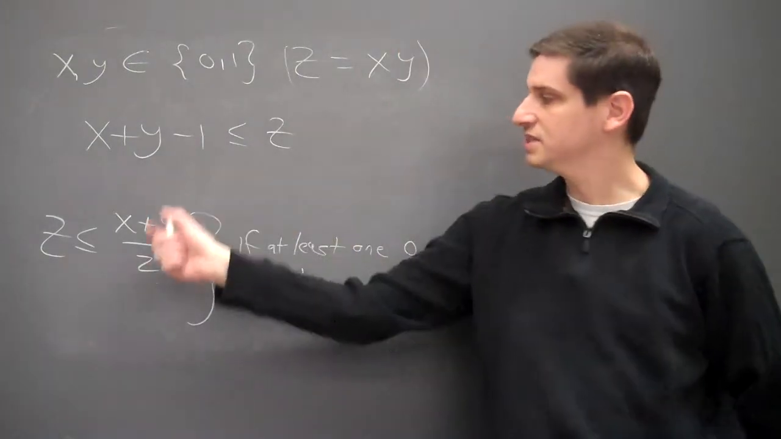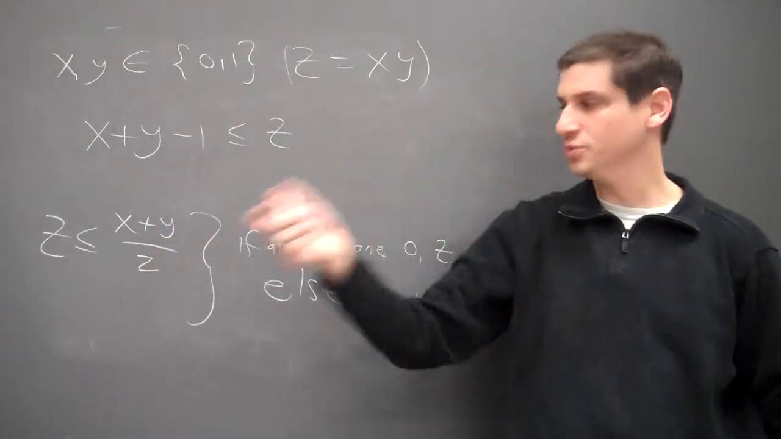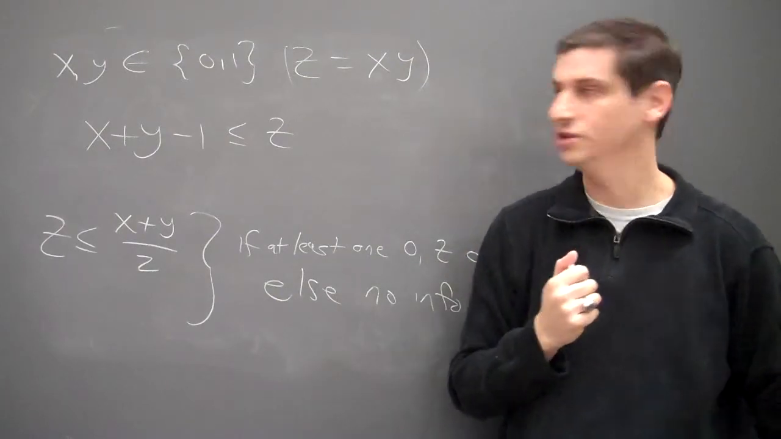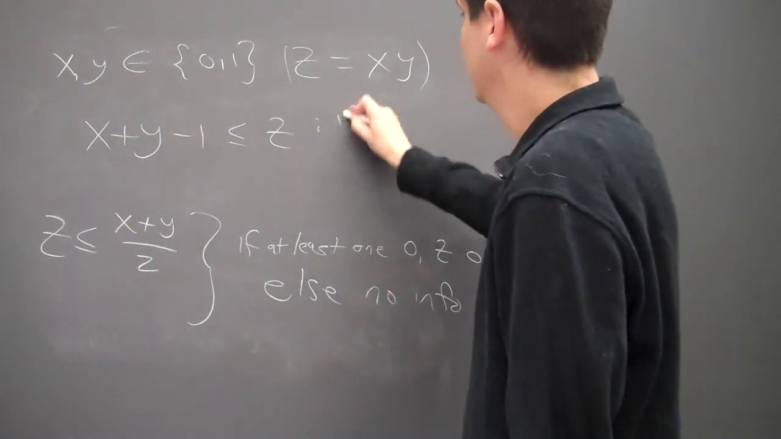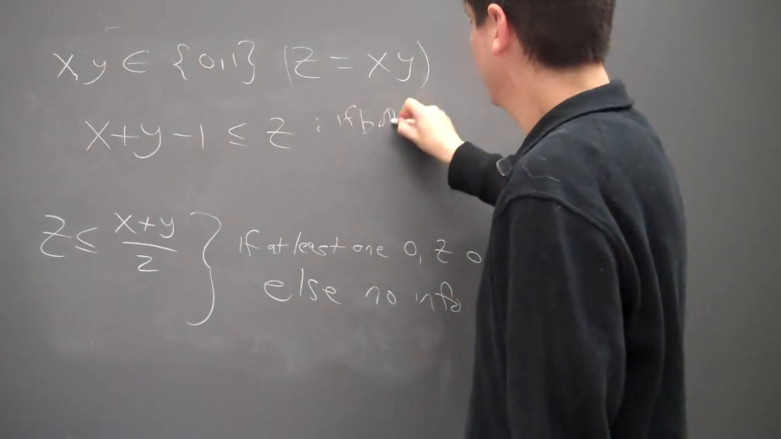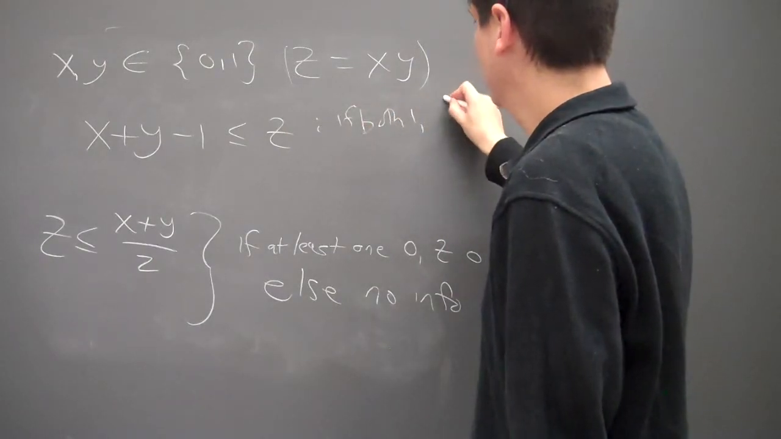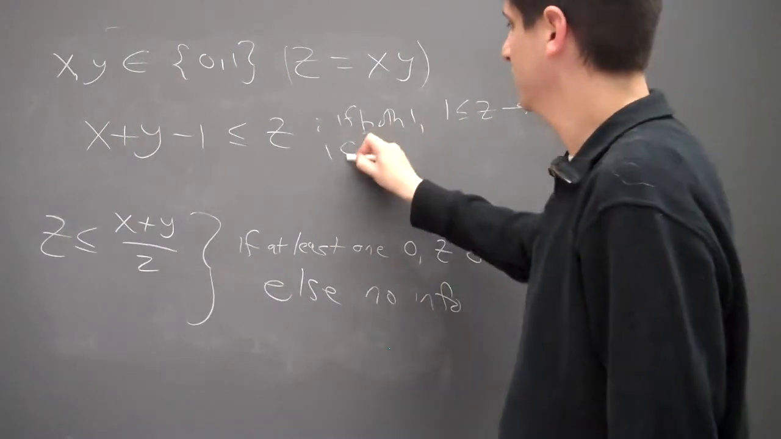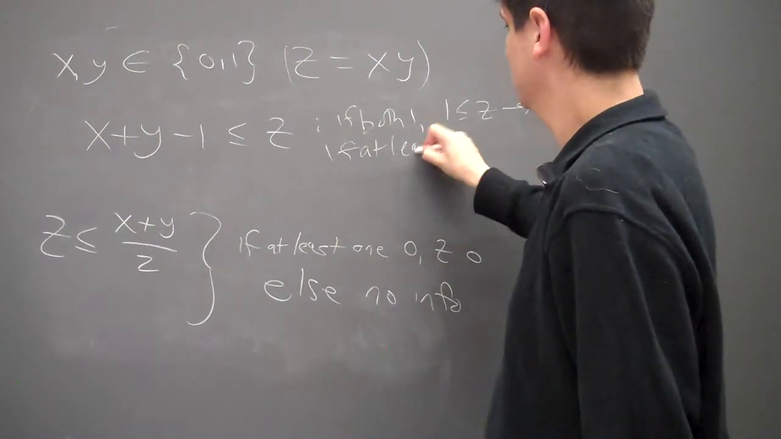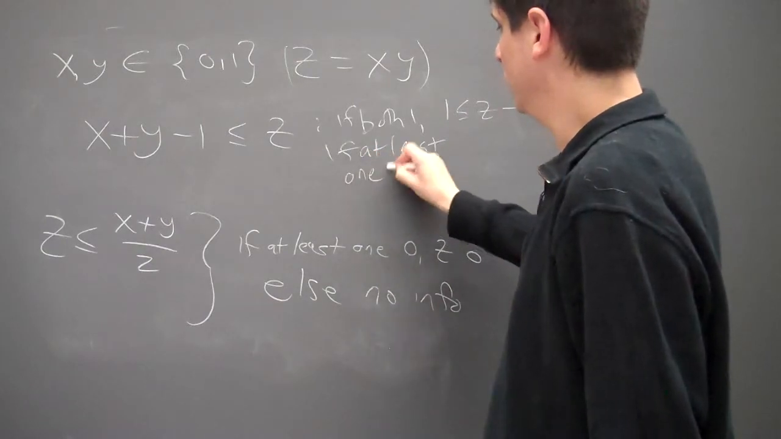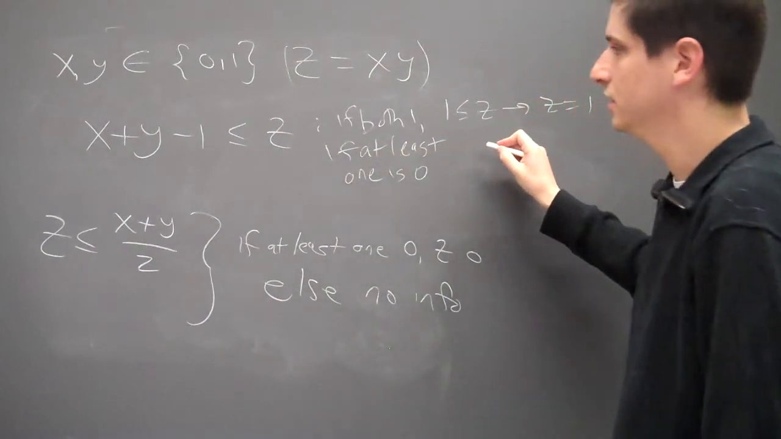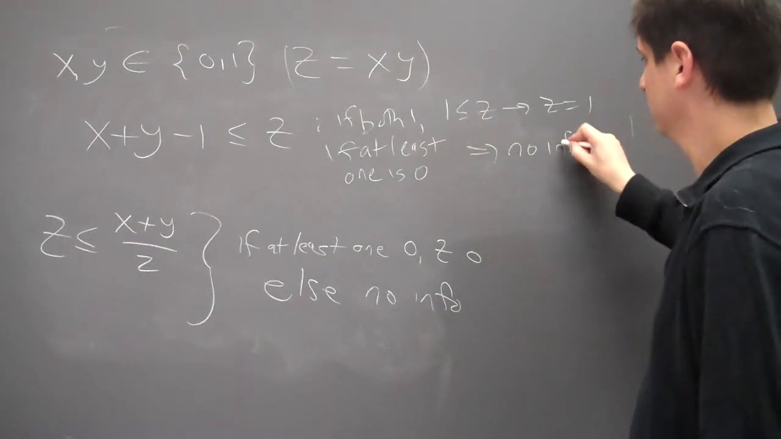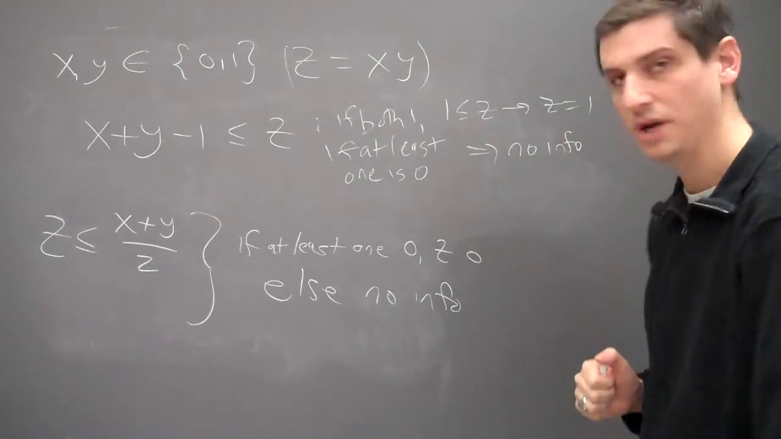And so it has to be something of a slightly different form than this, because, as was pointed out, otherwise we're going to get z equals, and z is not going to be a sum like this. So now, if both are 1, you get 1 is less than or equal to z, therefore z equals 1. If at least 1 is 0, then no information. Because we're saying that z is binary too. Z is binary.